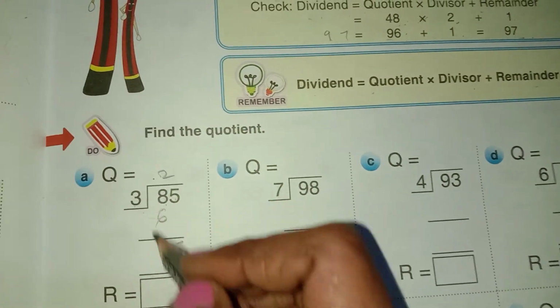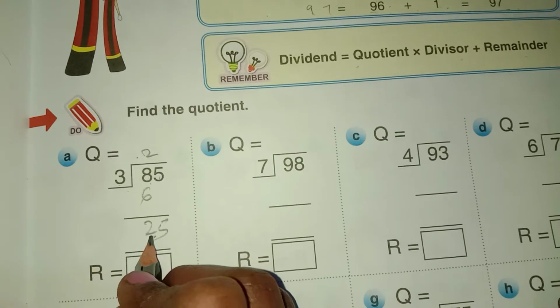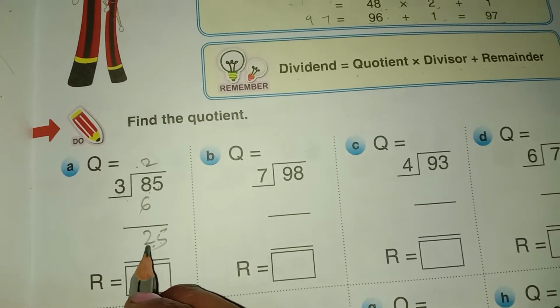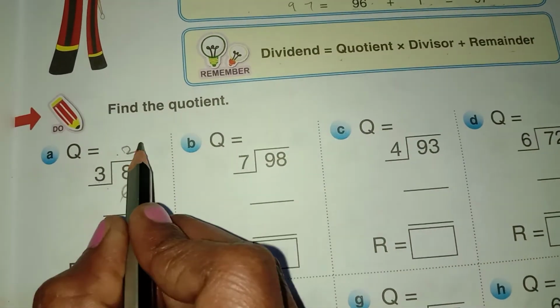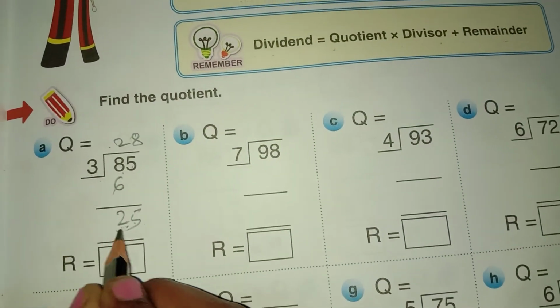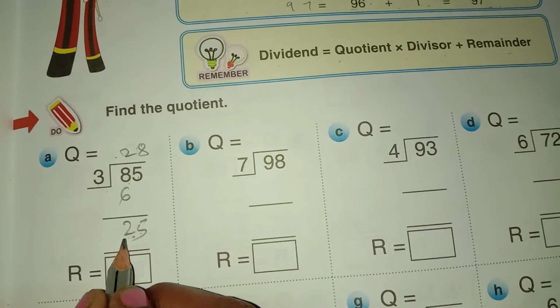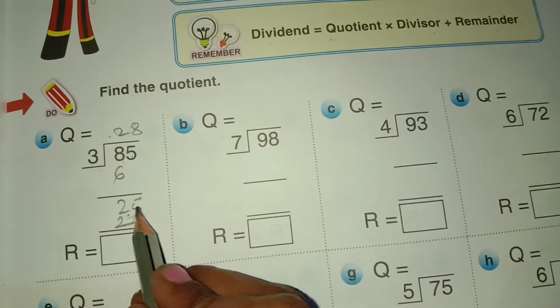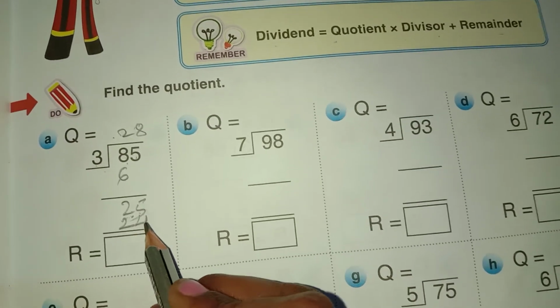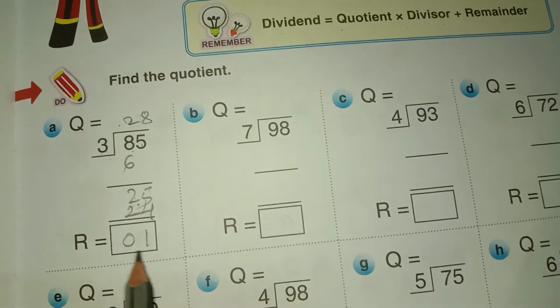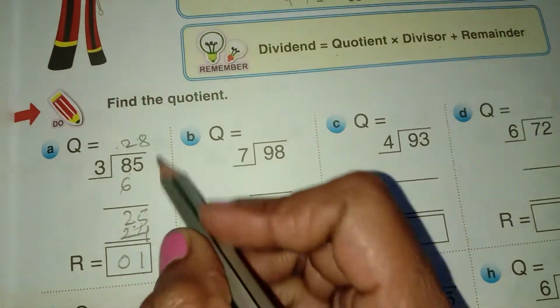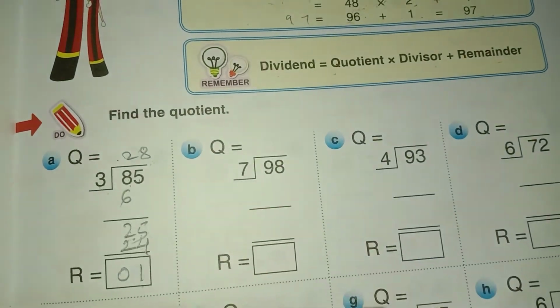In the 3s table you have to take the nearest or less than number to 25. 3 8s are 24. We have to subtract here. 5 minus 4 is 1, 2 minus 2 is 0, and the remainder is 1, and the quotient is 28.